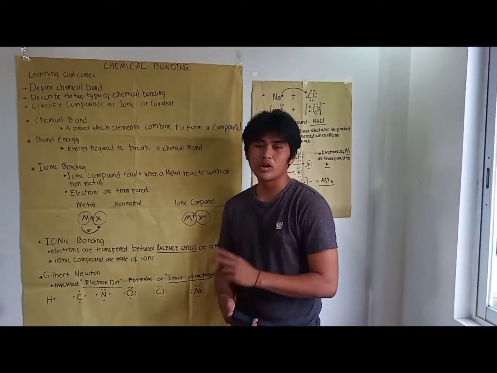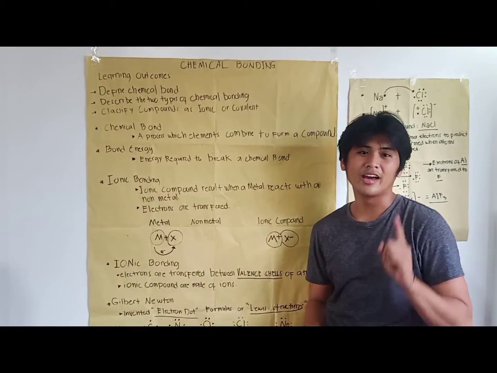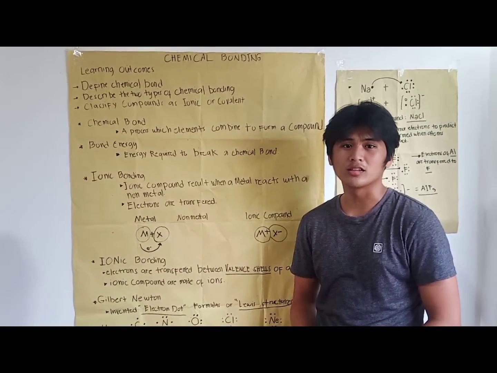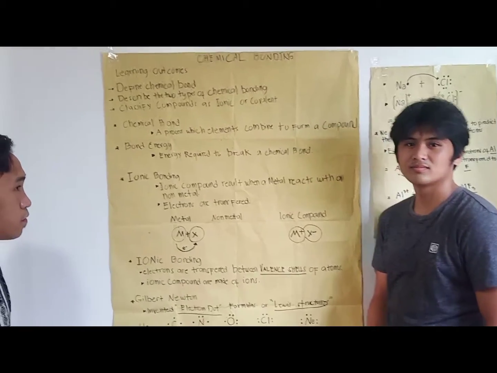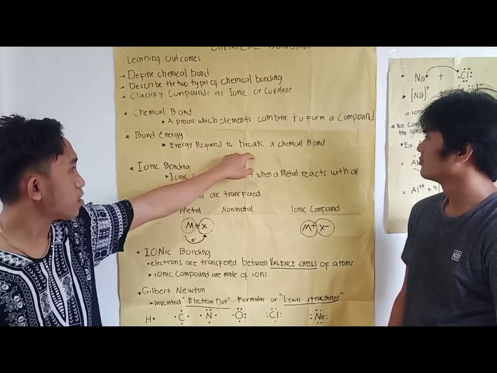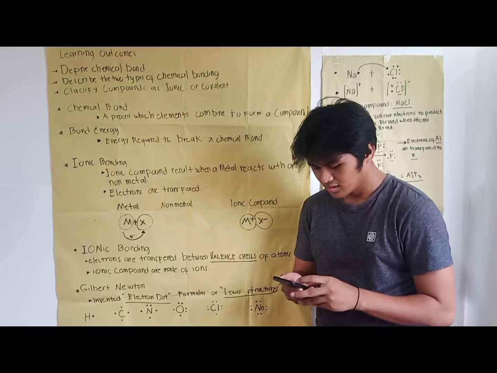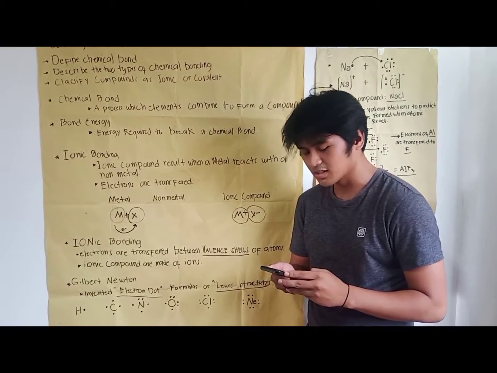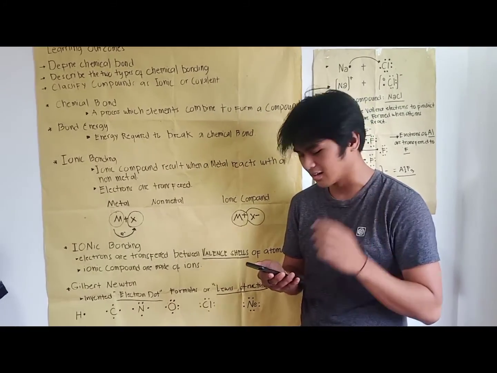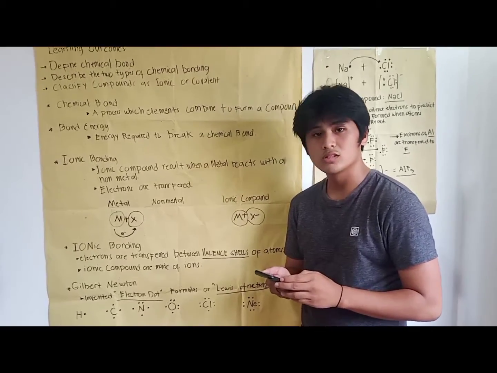First is the chemical bond, a process in which elements combine to form a compound. A chemical bond is where two elements combine in the form of a compound. For example, we combine hydrogen and oxygen to make H2O, which means water. Second is bond energy, the energy required to break a chemical bond. Consequently, breaking a chemical bond requires an input of energy, a strong energy, like the sun. Bond energy is the energy required to break a covalent bond between two atoms.